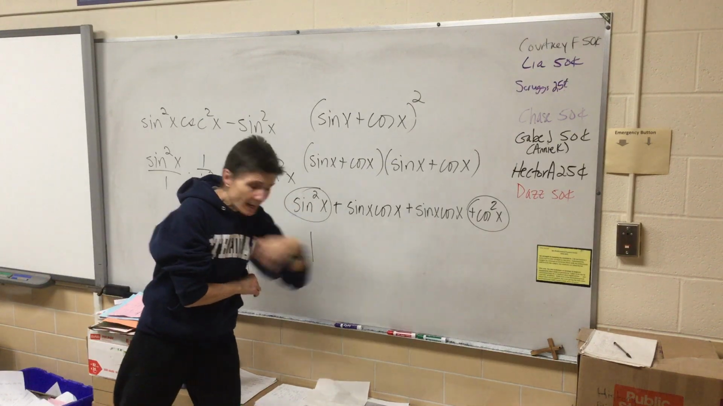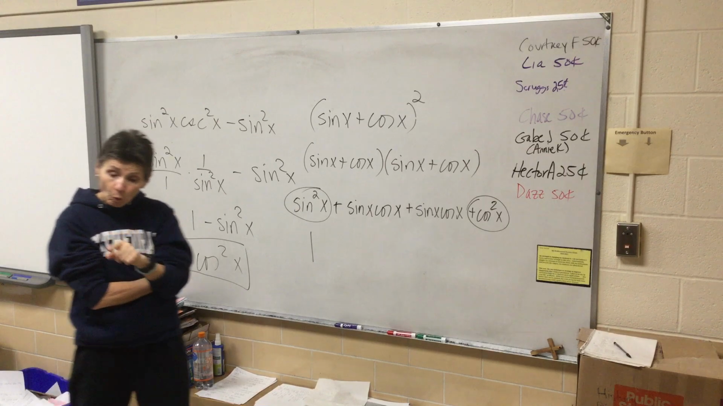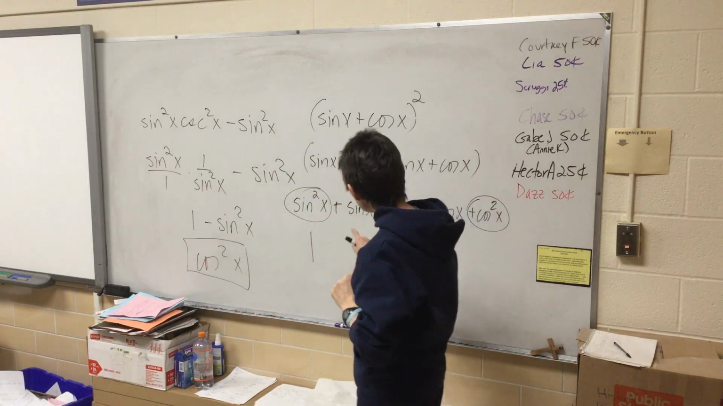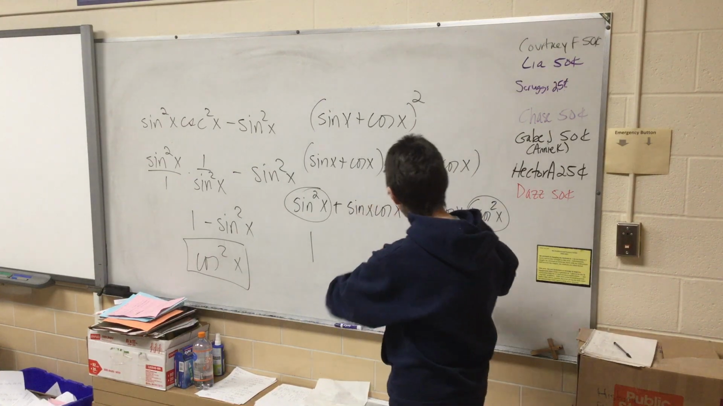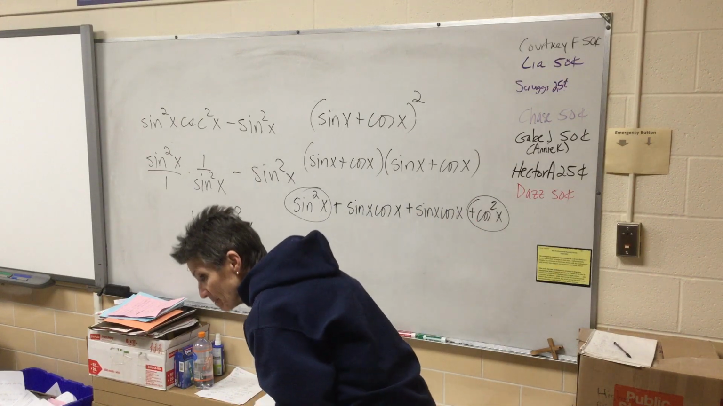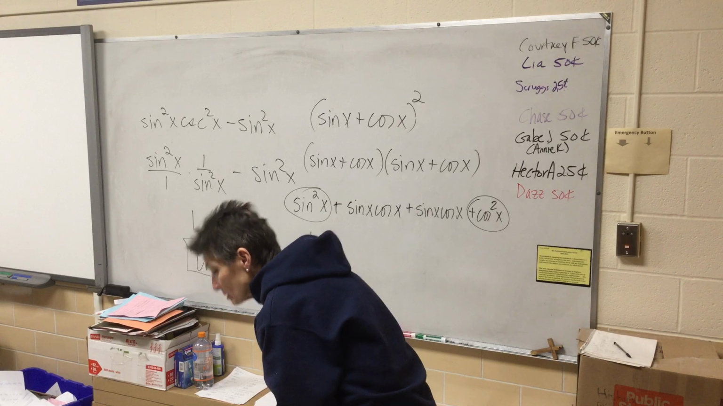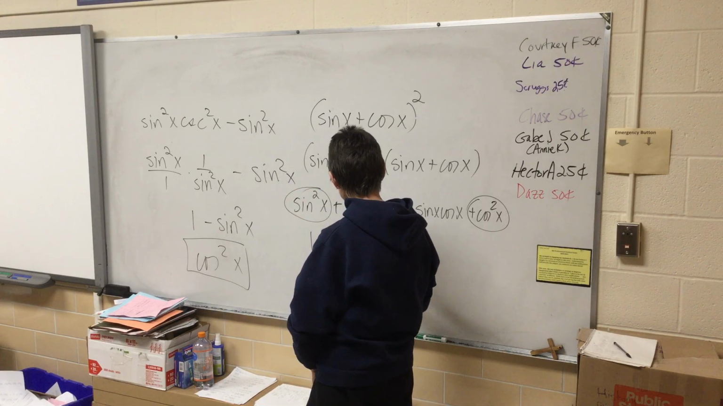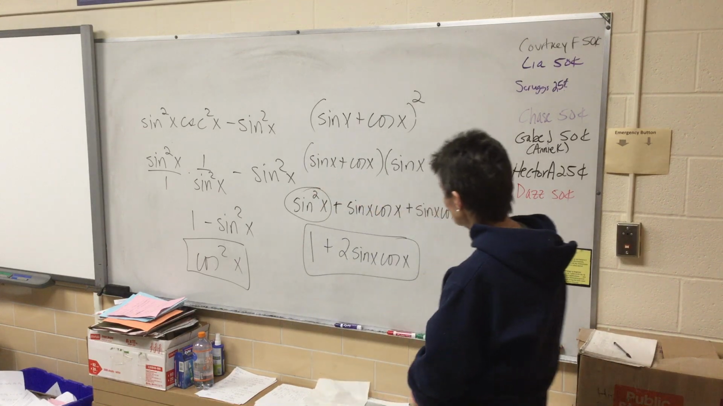Is there anything I can do with those? Can they cancel? They would if they were being subtracted. But since they're being added, it's like having one apple and another apple. You're adding them together. So what are we going to have? 2 of each. Yeah, we're going to have 2 of them. So we're going to have 2 sine, cosine. And that is the answer to the question.